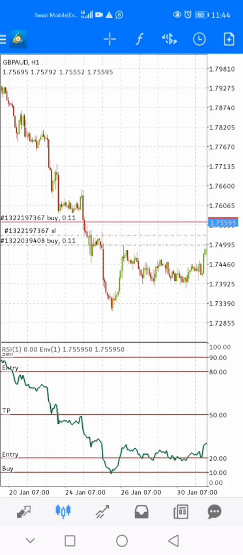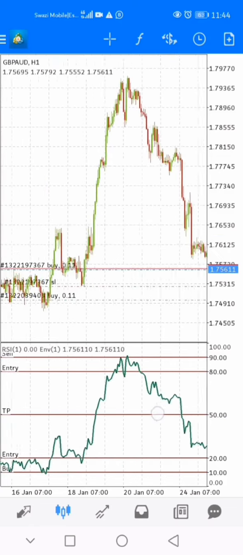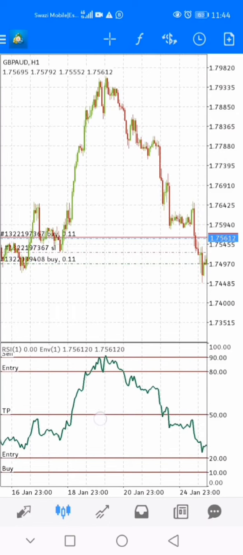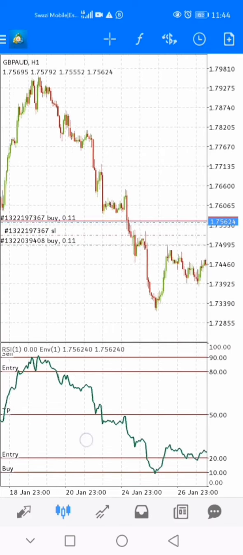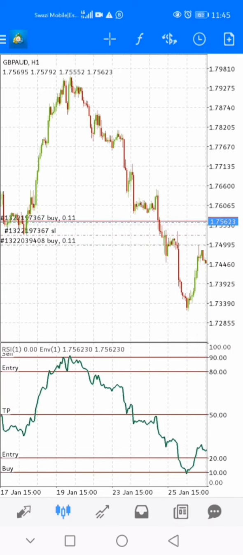For a sell, you wait for price to come and touch the 90 line level, and then you wait for price again to come and cross the 80 line level, and then you sell. The 50 line level is for your take profits. You take profit at the 50 line level.